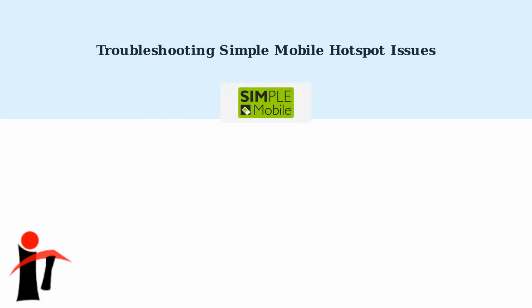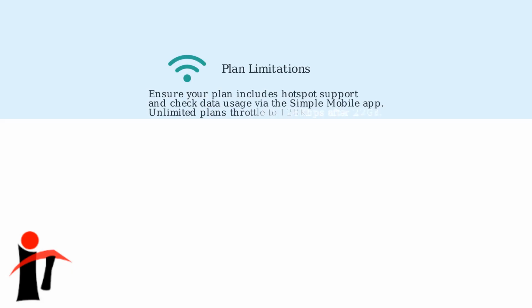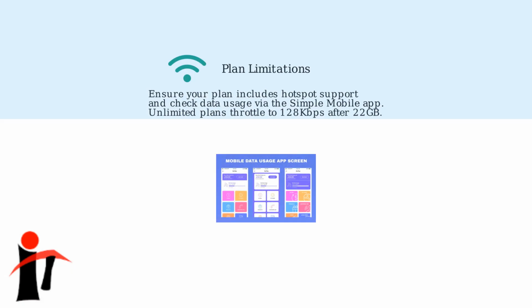Experiencing issues with your Simple Mobile hotspot? This section will guide you through the most common causes and solutions, covering plan limitations, APN settings, password problems, and device limits. First, ensure your Simple Mobile plan includes hotspot support and that you haven't exceeded your high-speed data allowance.